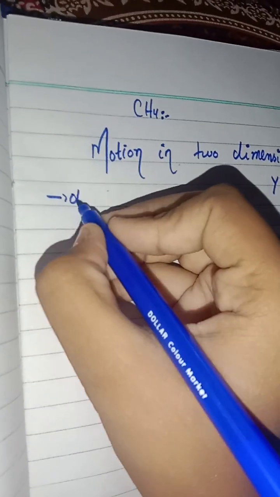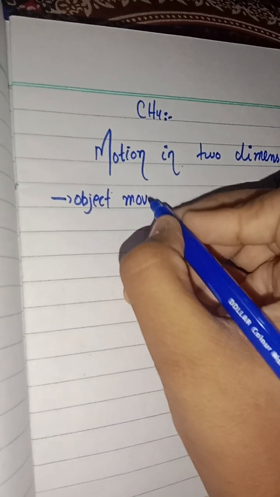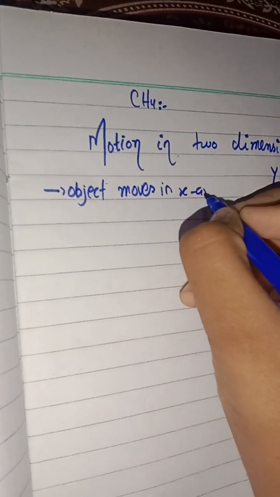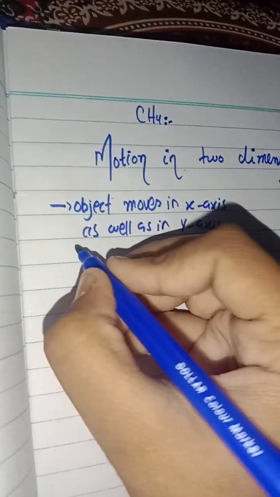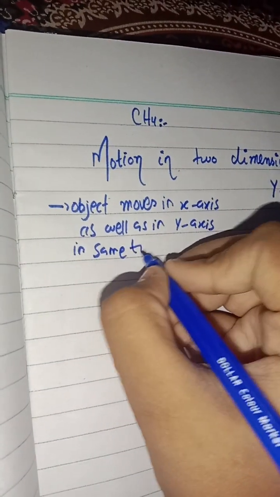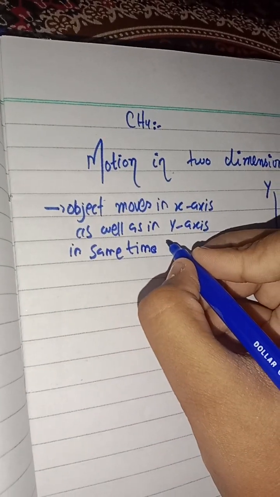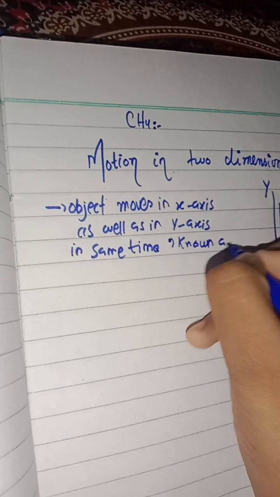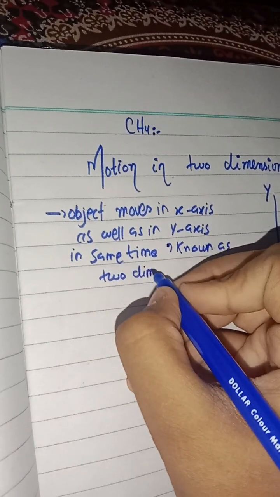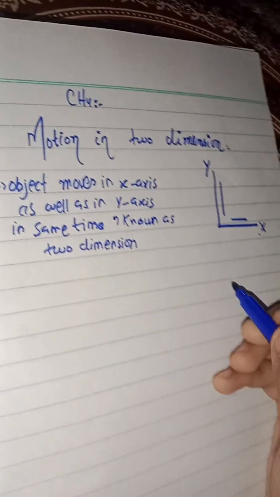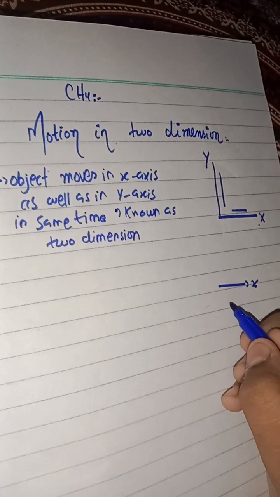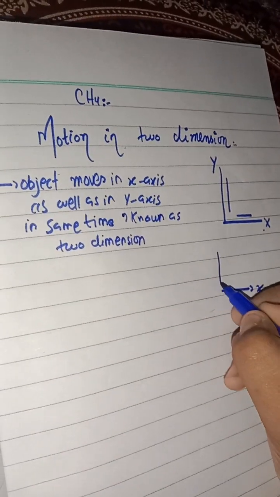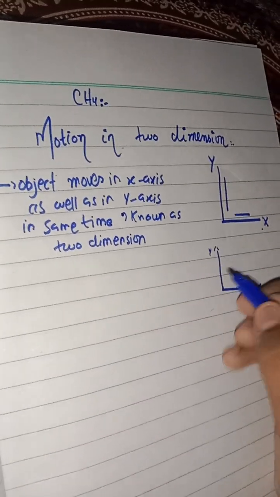An object that moves along the x axis as well as the y axis at the same time is known as two dimensional. And if the object is moving only along the x axis, it will be one dimension. If the object is also moving along the y axis, it will be two dimensions.